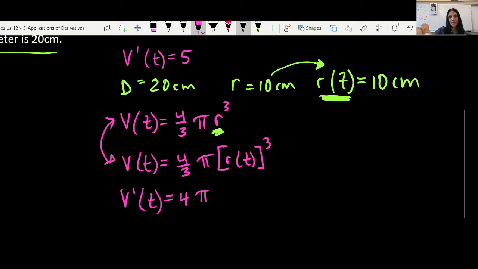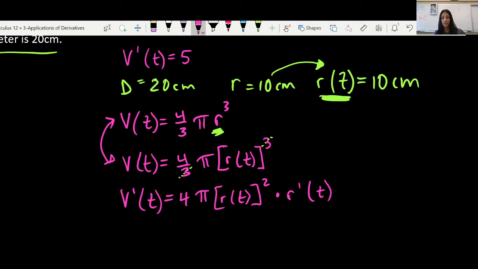Again, so that you can make sense of this, that and that end up canceling when we do the power rule, right? So we're left with 4 pi. And then we have this part, the r of t, and that's all going to be squared because we took 1 off the top, as we know with the power rule. But then I'd also have to have r prime of t because of the chain rule.